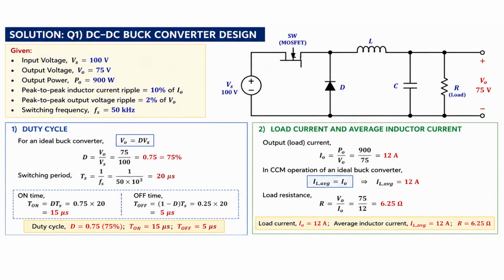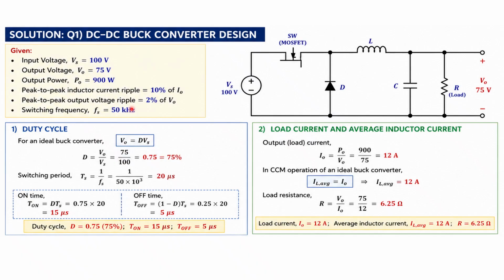I hope you have tried to solve this numerical on your own, and let's see how we will get the results. These are the given values: input voltage Vs is 100 volt, output voltage 75 volt, output power P0 is 900 watts, peak to peak inductor current ripple is 10% of I0, peak to peak output voltage ripple is 2% of V0, and switching frequency Fs is 50 kilohertz. What is our first question? The first question is to find the duty cycle.